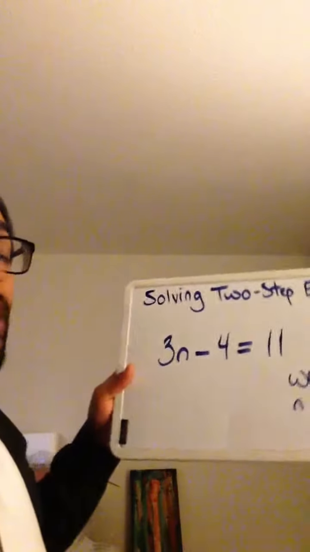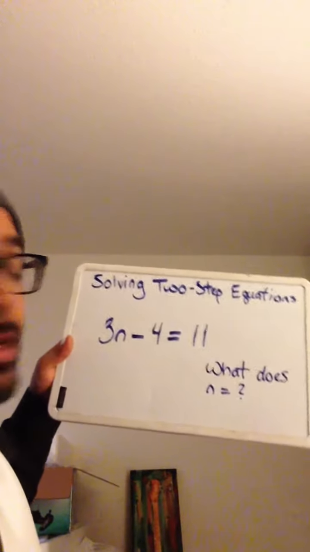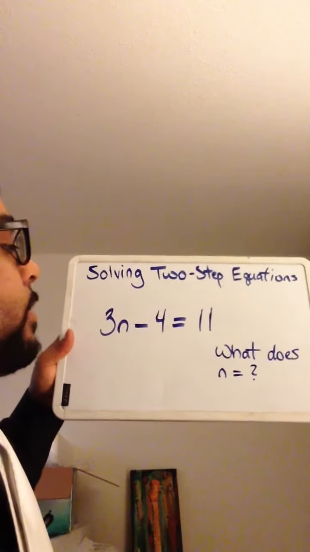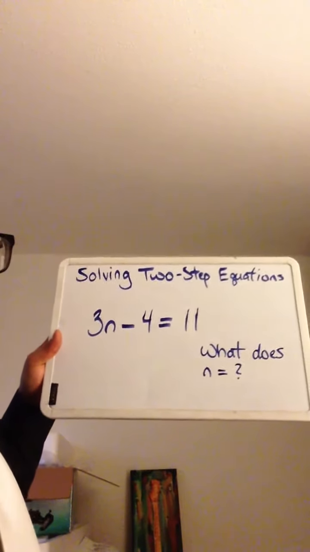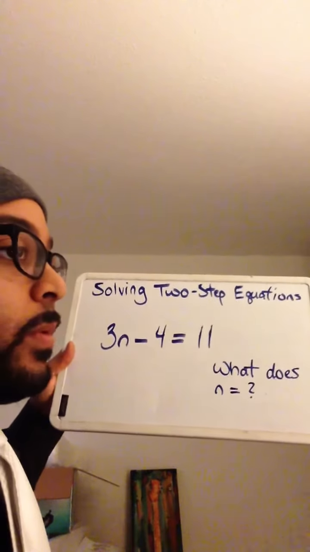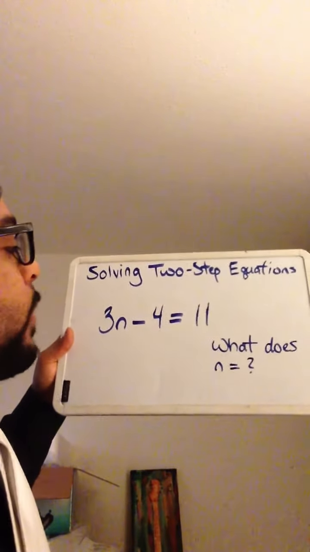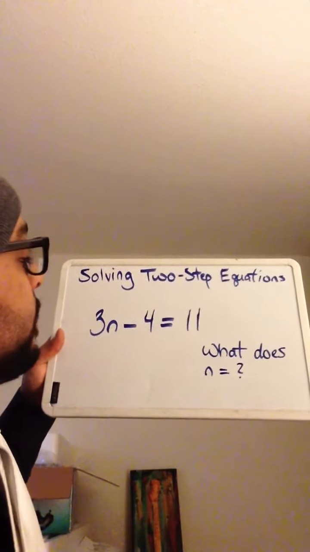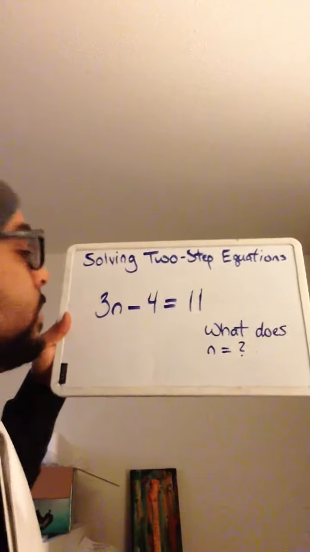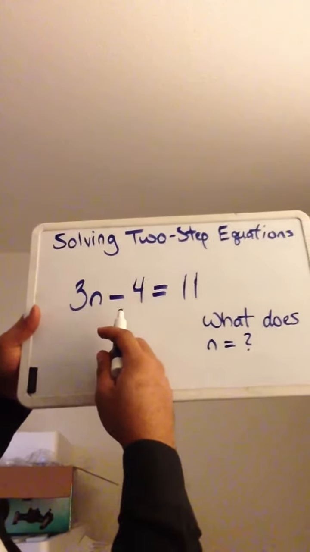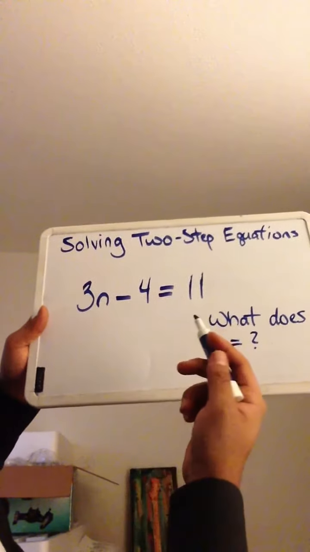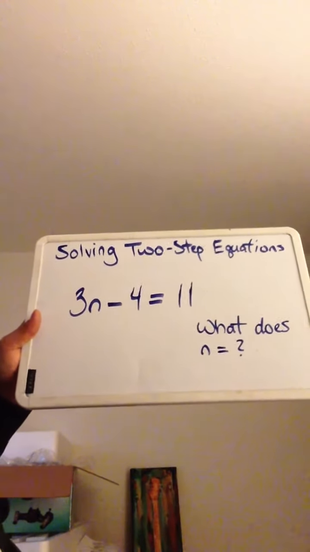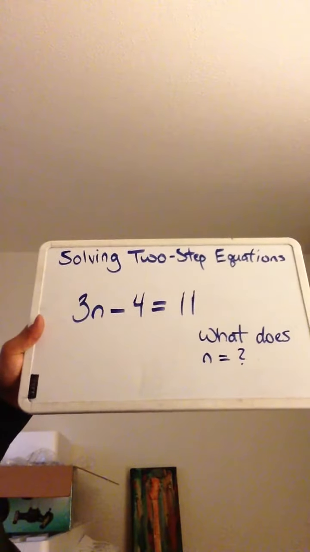Here we have solving two-step equations. Here's an example. In the equation 3n minus 4 equals 11, we're trying to find out what n equals. The reason they call these two-step equations is because to solve it, you have to go through two different steps. The first step is to add 4 on both sides. Once we add 4 on both sides, we'll be left with 3n equals 15, at which point we divide both sides by 3 and get our answer.